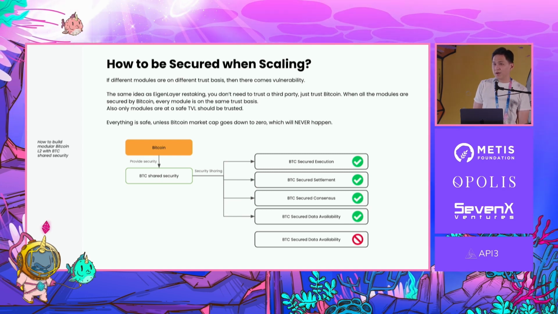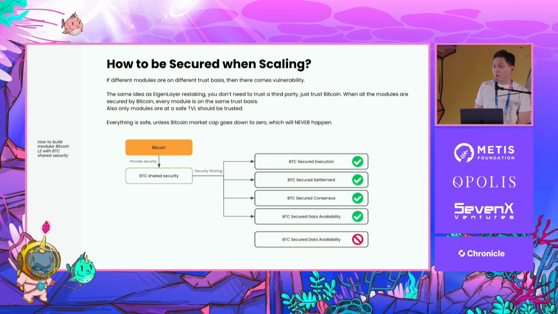So with all these Bitcoin market caps on top of it, the holders just stake to all these decentralized systems through the BTC shared security networks and use it in all of these different modules. And if you want to make it even more secure, different modules can even have a safety threshold.